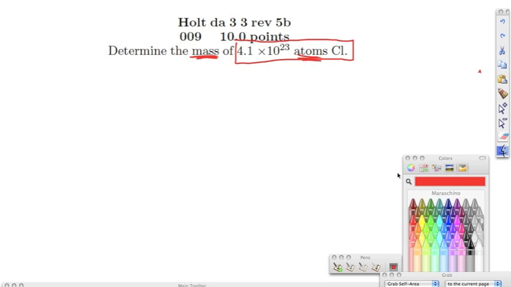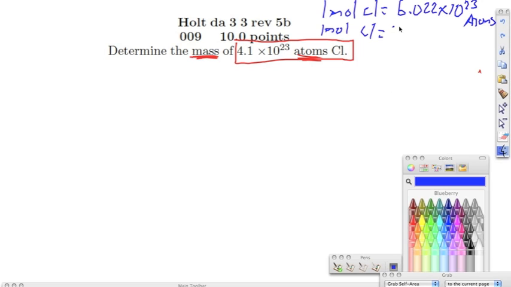Okay, so the main thing here is we're going to use both our conversion factors that we used before. We know that 1 mole of anything, in this case chlorine, is going to equal Avogadro's number, 6.022 times 10 to the 23rd, and that's atoms. And we know that 1 mole of anything, in this case chlorine, is going to equal the molar mass, which comes from the periodic table. And that's going to be 35.45 grams of chlorine. Okay? So these are the 2 conversion factors that we're going to be using.